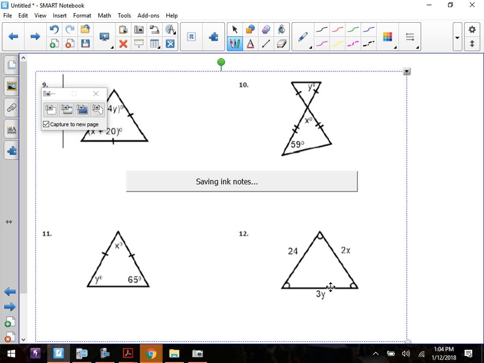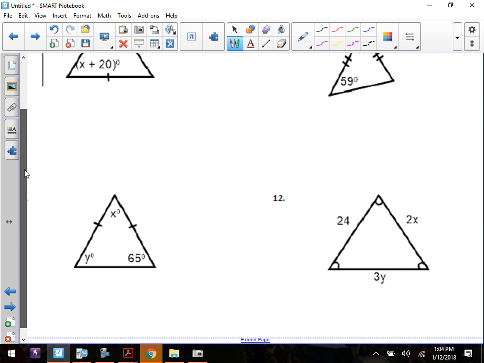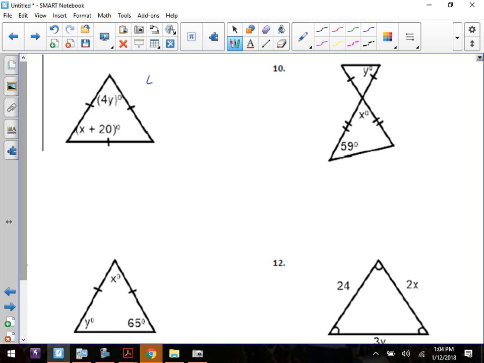Isosceles and equilateral triangles. When you have equilateral triangles, it means all the sides are the same, and you're going to have all the angles being the same. If all the angles are the same, that means they all have to equal how much? 60. So in this first one, you know that 4y has to be 60, x plus 20 has to equal 60. So y is 15, and x is 40.